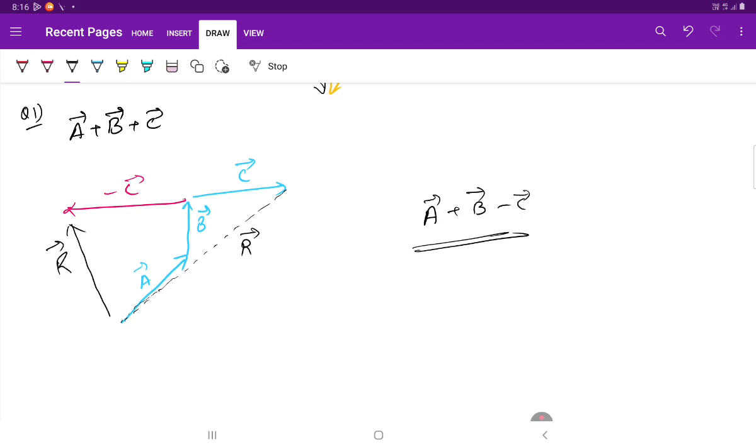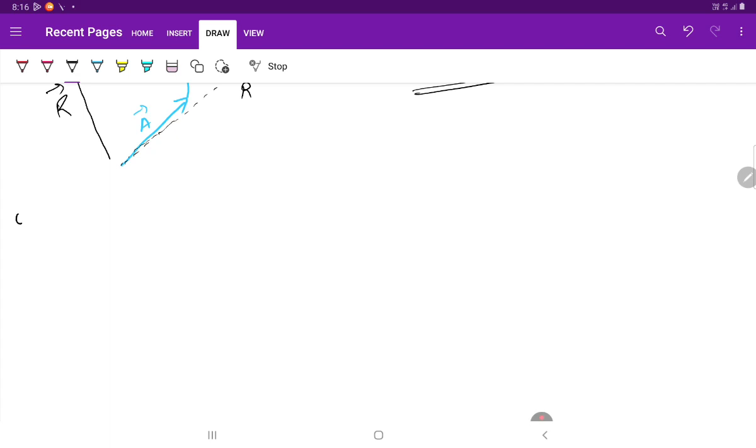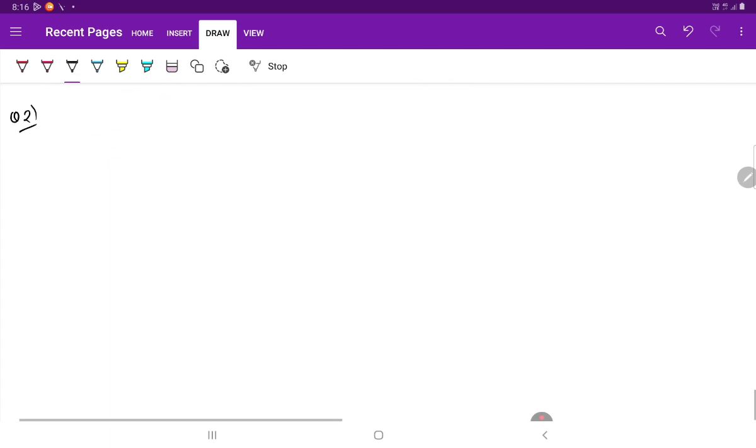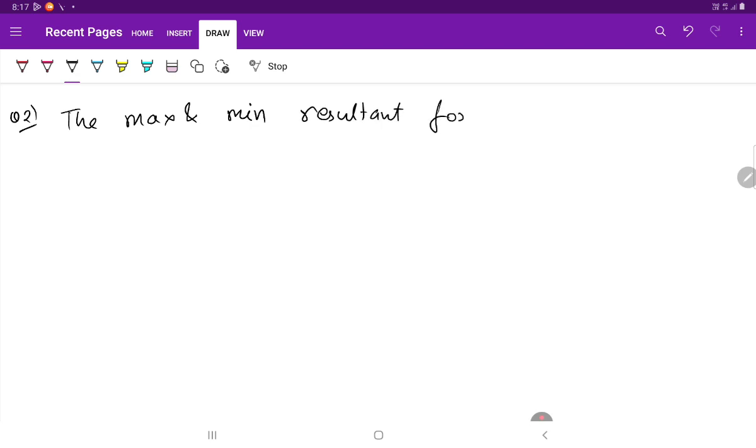Okay. Now let us do another simple problem. Question 2 says that the maximum and minimum resultant forces acting on a point object are 10 newtons and 6 newtons respectively.